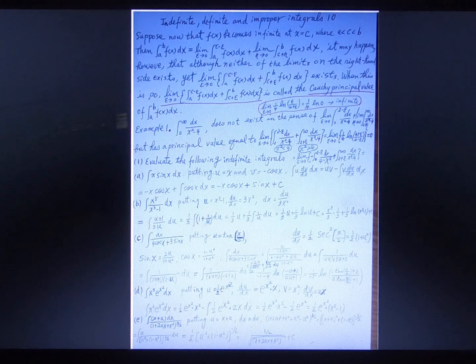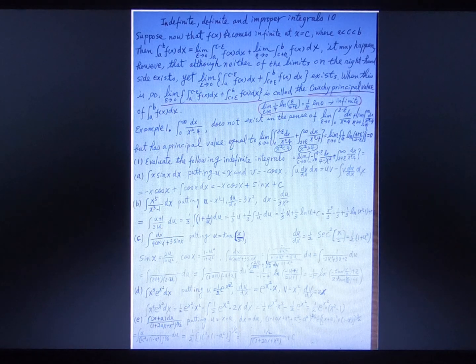And sometimes if you evaluate them separately, the limit doesn't exist. However, it does exist if you add them together first, then take the limit. So this is the Cauchy principal value, and these are examples.